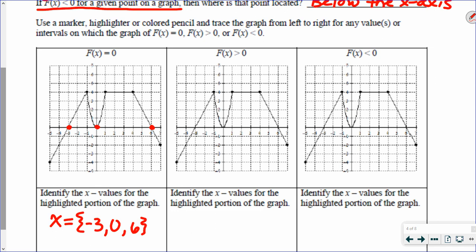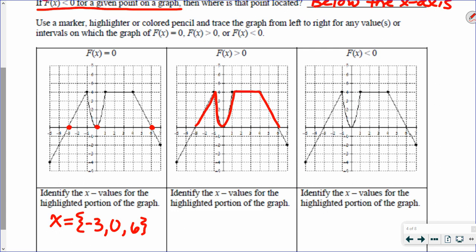Let me highlight the portion of the graph where f of x is greater than 0. So again, we're looking for the portion of the graph that is above the x-axis. So I'm just going to highlight the portion that is above the x-axis. But so to identify those x values, does it make sense that we'd have to use an interval? Because honestly, the x values are infinite.